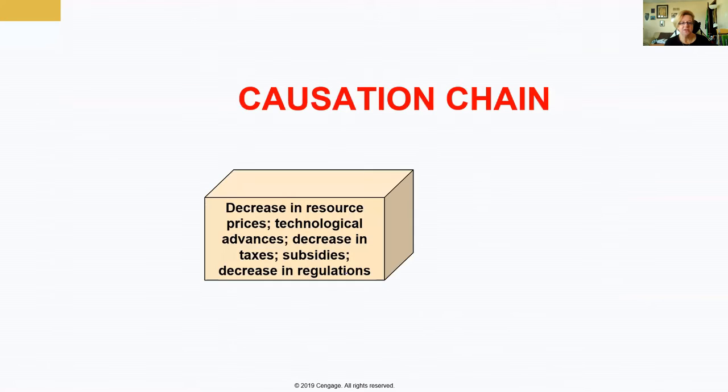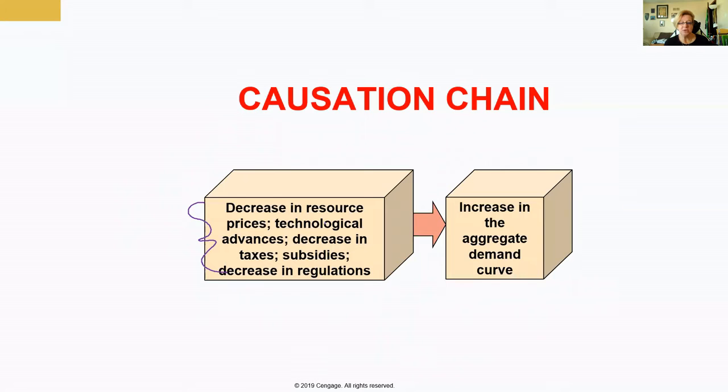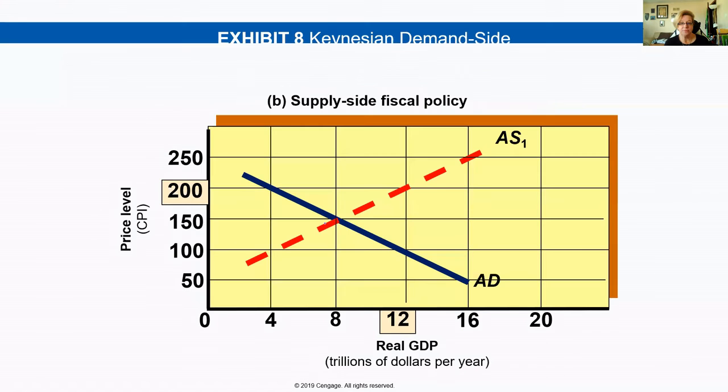Okay, now let's look at the supply side economic side about what causes what. So there might be a decrease in resource prices, again, land, labor, capital, technological advances, decrease in taxes or subsidies, and a decrease in regulations. All of these things, and if you're kind of thinking during the Trump administration, yes, you tended to see a lot of these. Then you're going to see an increase in the aggregate supply curve.